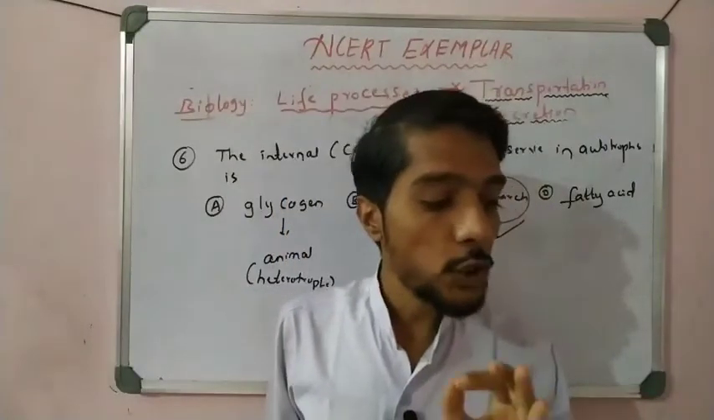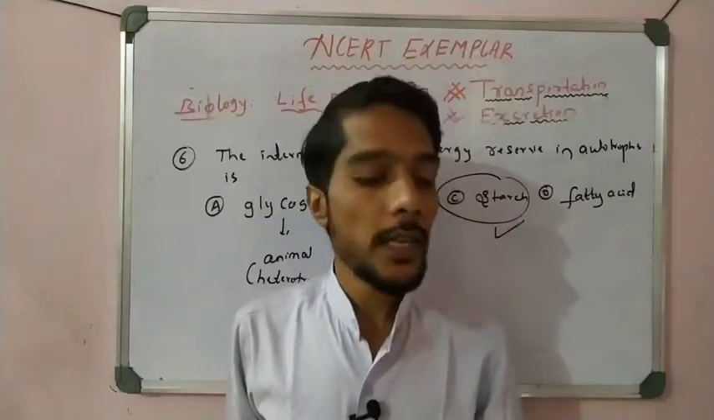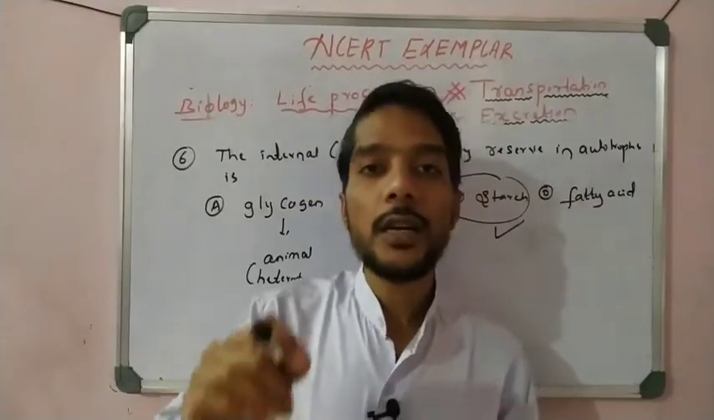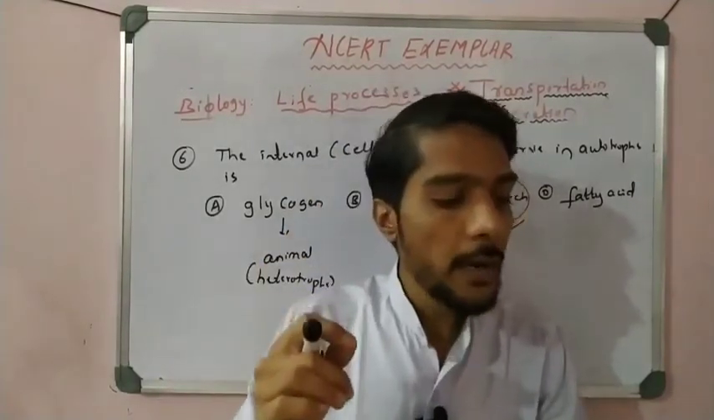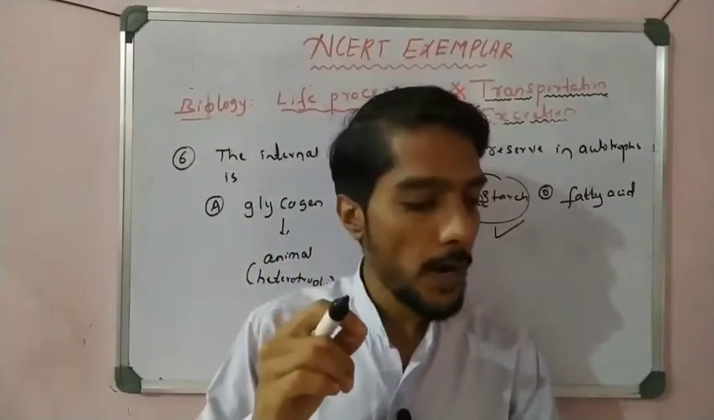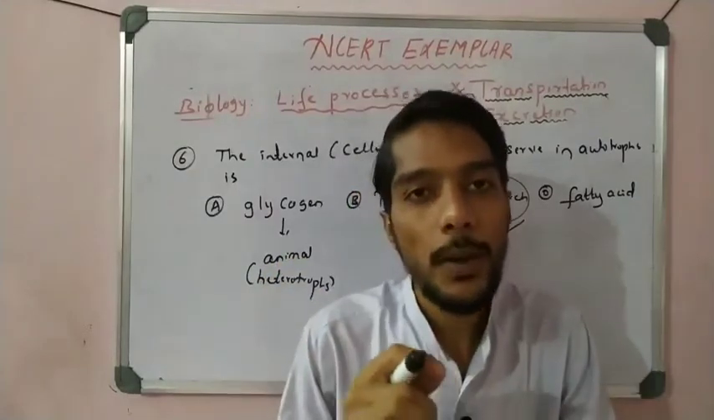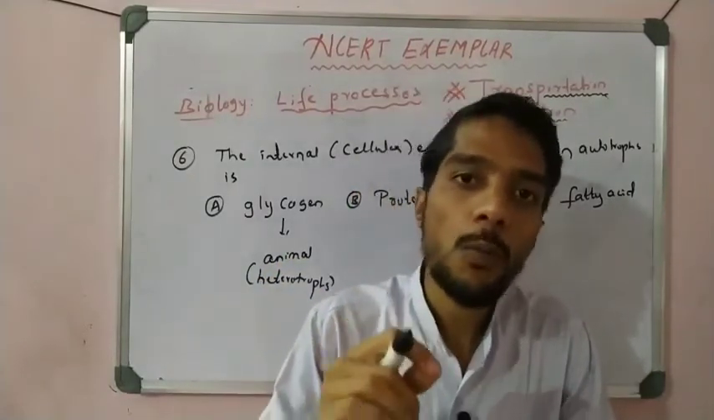Glycogen is the stored energy in animals. Write down this point. Glycogen is the stored energy in animals, and plants store energy in the form of starch. Plants store energy in the form of starch.